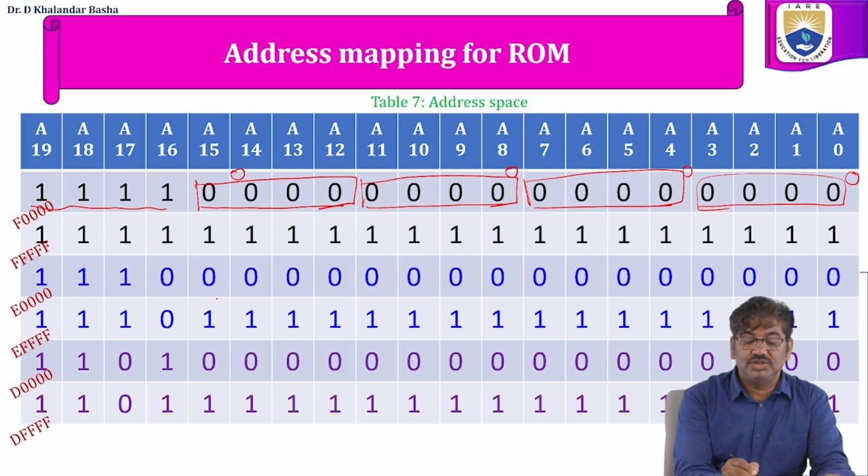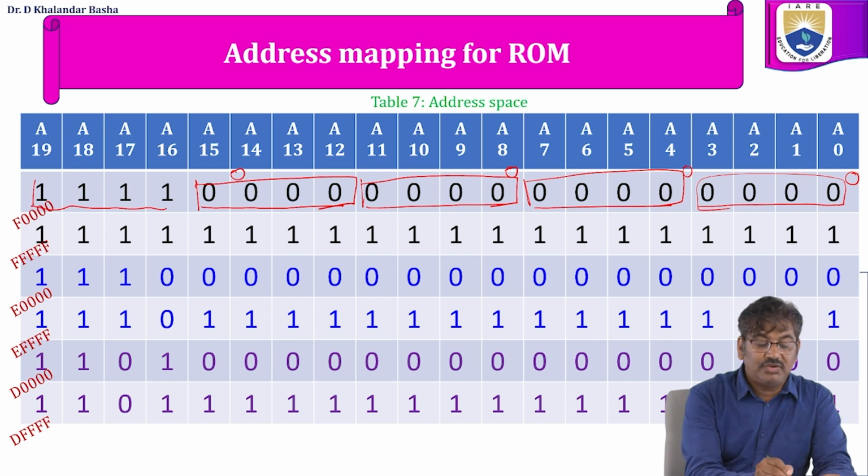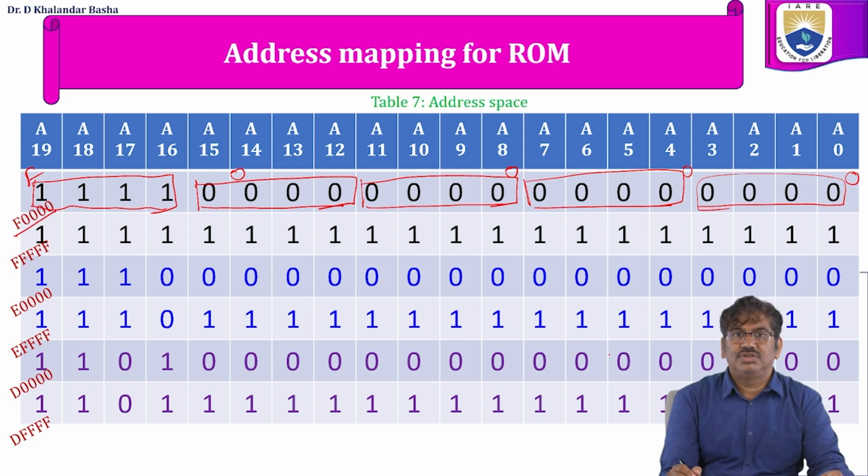0000 corresponds to 0 hexadecimal, whereas 1111 corresponds to F. So the starting address is F0000.